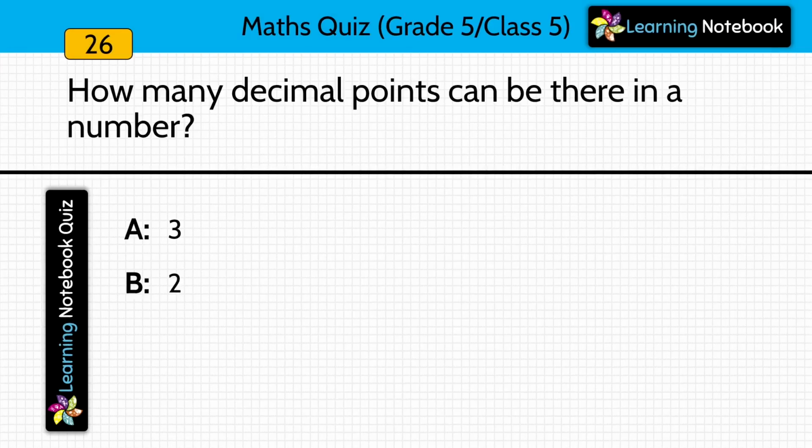How many decimal points can be there in a number? How many decimal points can be there in a decimal number? 3, 2, 1 or 0? Yes, only one decimal point can be there in a number.